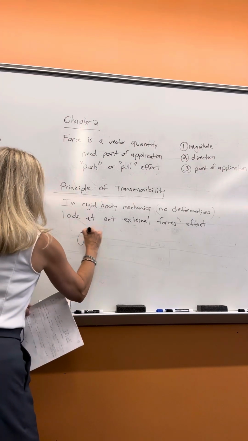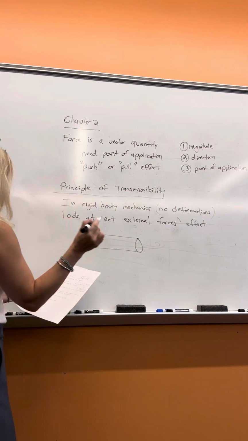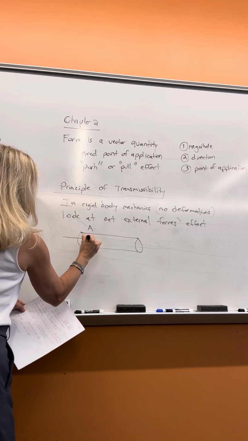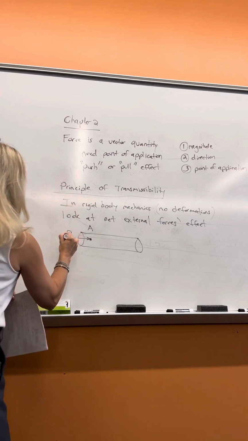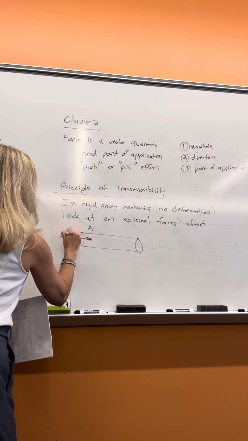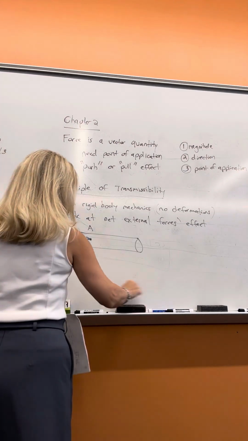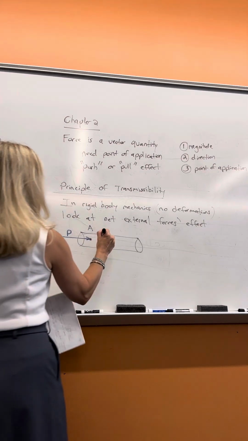If I have, let's say, a cylinder, and I have a force P that's being applied here at point A. So here's force P. It's a force, so it has magnitude and it has direction. Where is that force acting? What do we say? Point what? Point A. Okay, so we got point A.